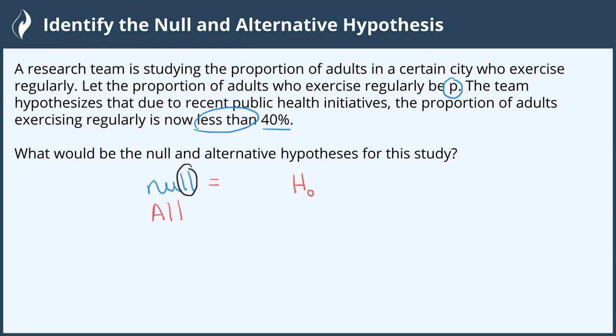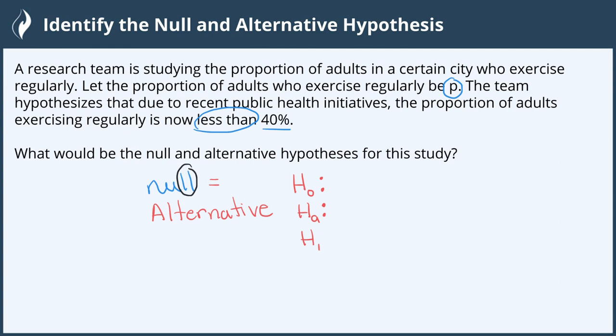We are also looking for the alternative. This is represented with H sub A for alternative, and you can also see it written as H sub 1, just stating that it is the hypothesis or the claim after the original claim of the null hypothesis.